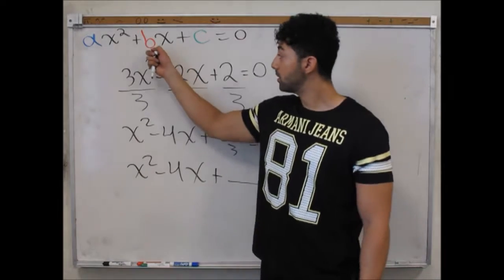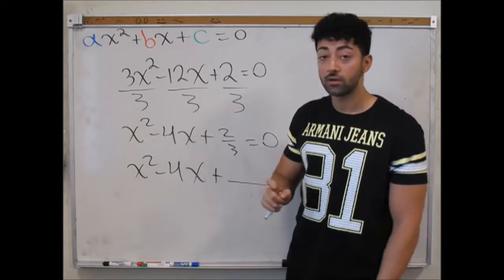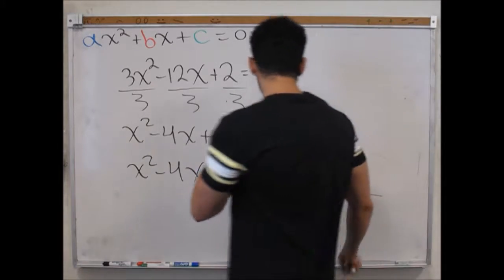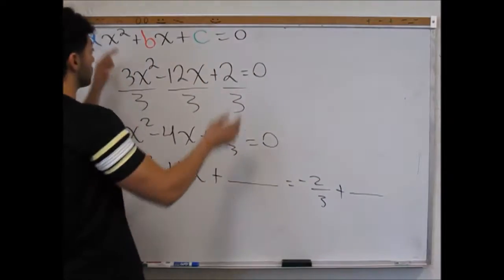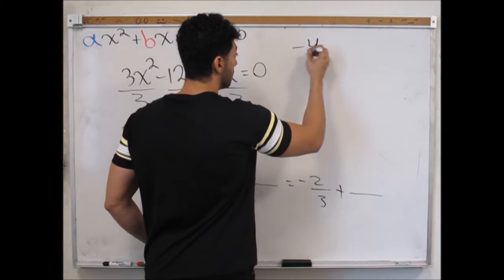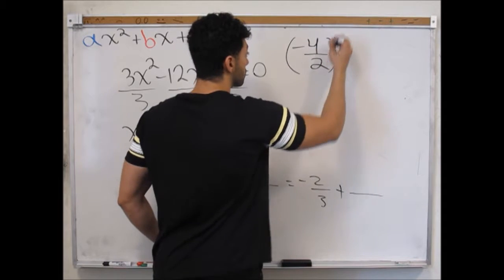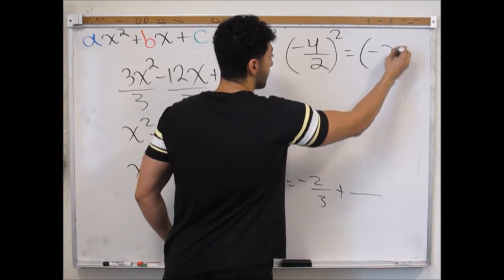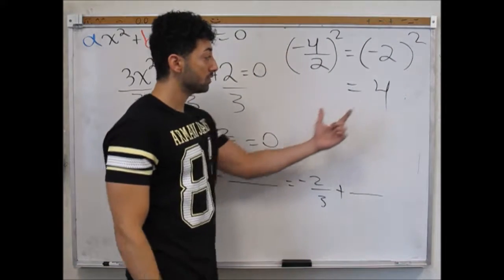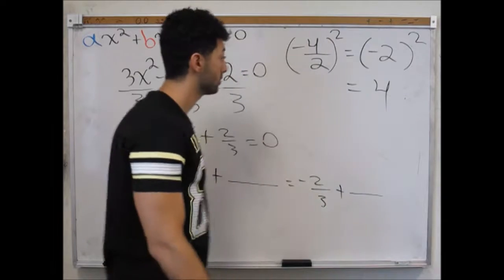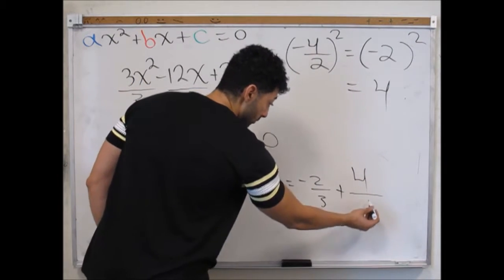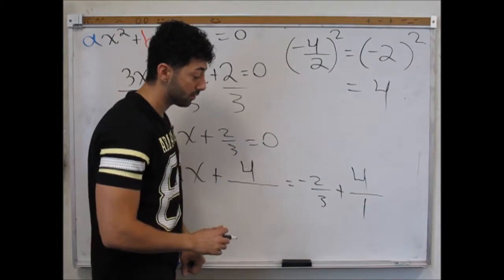We're going to go ahead and take b, which is -4 in our case, divided by 2 and square it, and that's what's going to go in these two spots. So our b is -4, and divide that by 2, square it, so we get -2 squared, so we get 4. And that's what's going to get added onto both sides. So we put a 4 here and a 4 there. I'll put a 1 here because we need an LCD here, right, which is a 3.